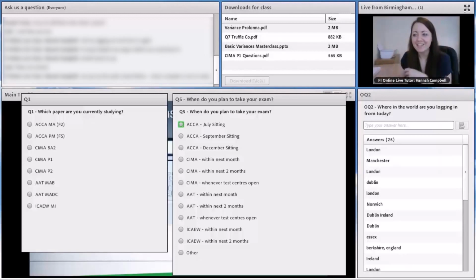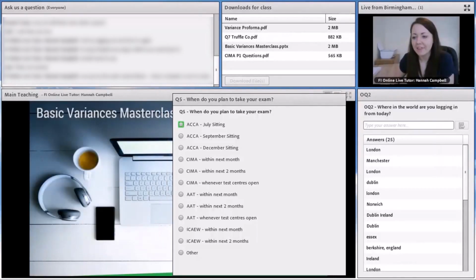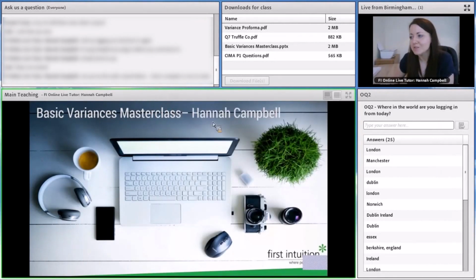We're not going to cover the advanced variances today, but it's really important that you understand the basics to be better at the more advanced questions. Brilliant. Thank you very much for answering that. So I'll just hide those polls.